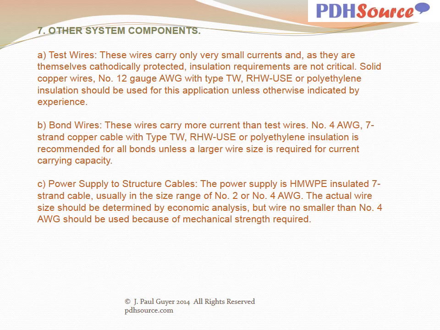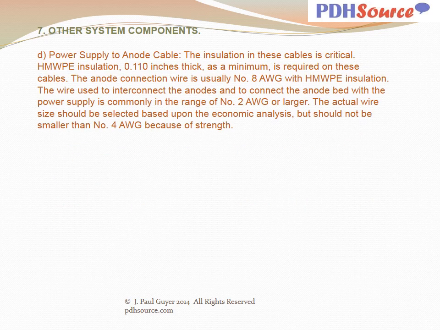With regard to the power supply to structure cables, the power supply is HMWPE insulated 7-strand cable, usually in the size range of number 2 or number 4 AWG. The actual wire size should be determined by economic analysis, but wire no smaller than number 4 AWG should be used because of mechanical strength required. For the power supply to anode cable, the insulation in these cables is critical. HMWPE insulation 0.110 inches thick as a minimum is required on these cables. The anode connection wire is usually number 8 AWG with HMWPE insulation.